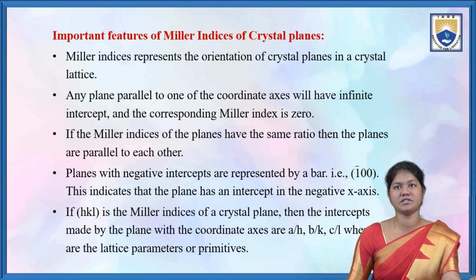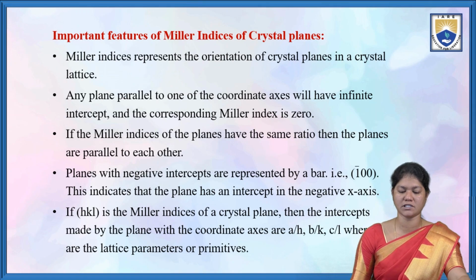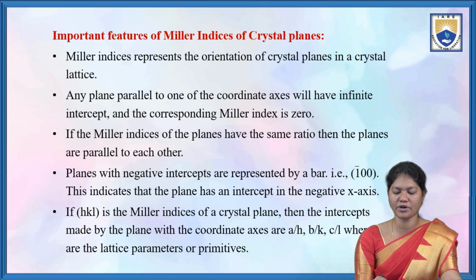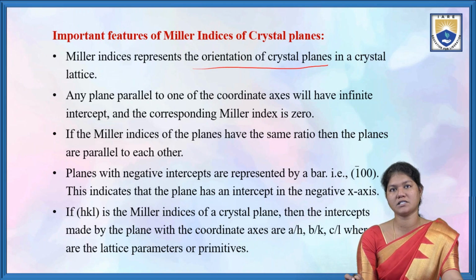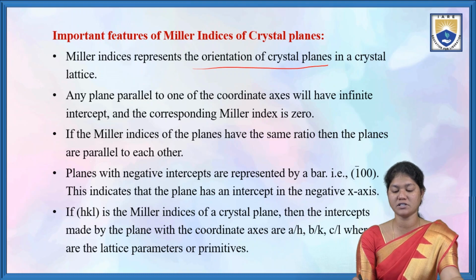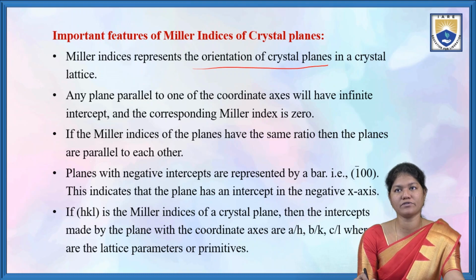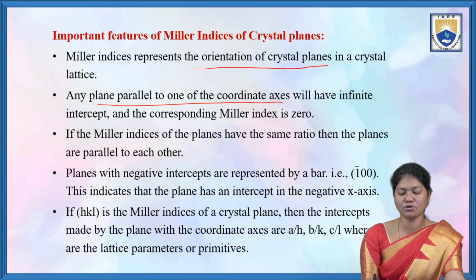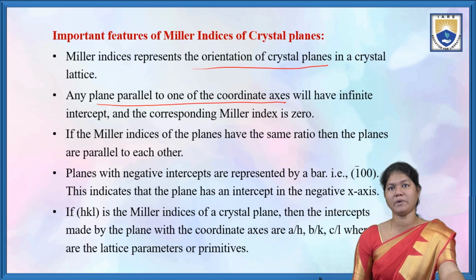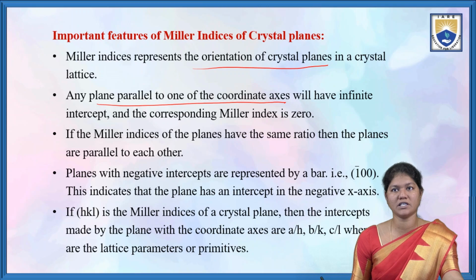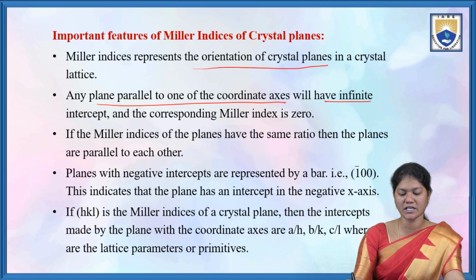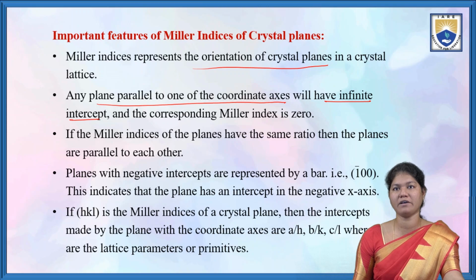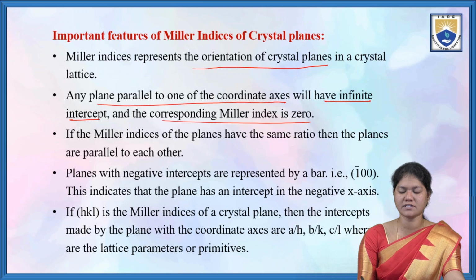Important features of Miller indices of crystal planes. Miller indices represent the orientation of crystal planes in a crystal lattice. And any plane parallel to one of the coordinate axes will have infinite intercepts, and the corresponding Miller index is 0.